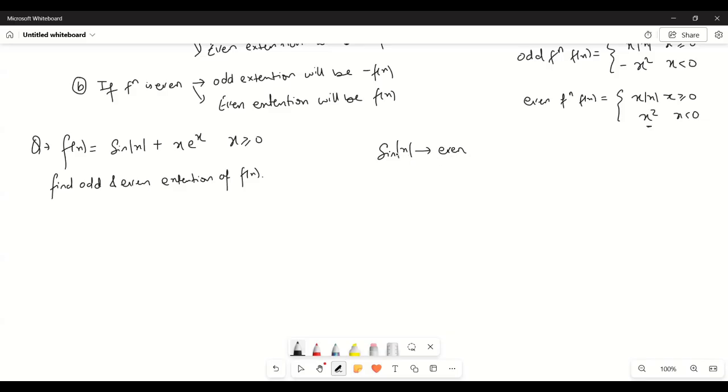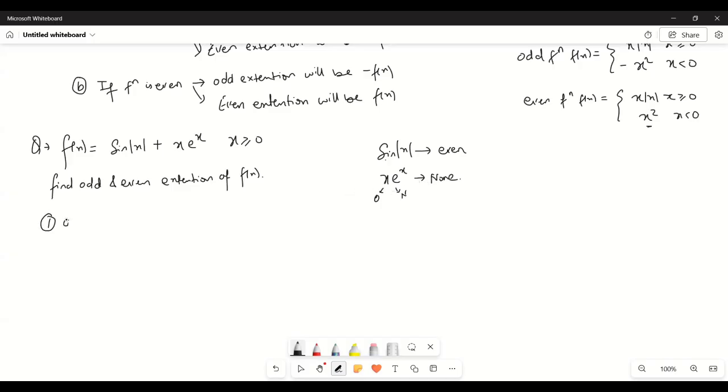Sine mod x would be an even function, f of g x where g is even, so f doesn't matter, f of g x will be even. And what can we say about x e power x? None. x e power x will be a non-function, out of which x is an odd function and e power x is a non-function. So overall the function will become a non-function. Now that's interesting. How do we make an odd and even extension of a non-function?